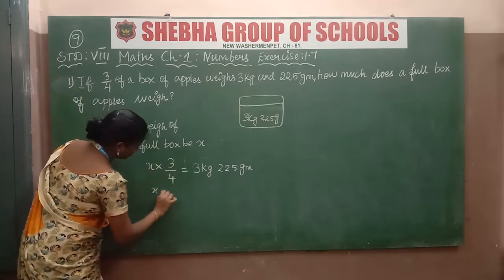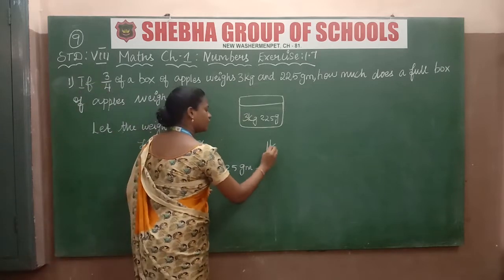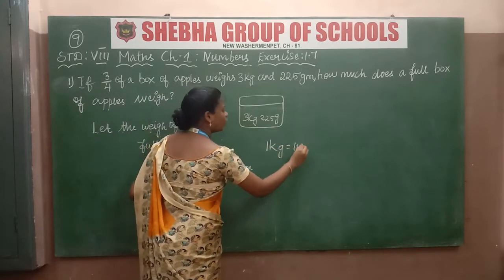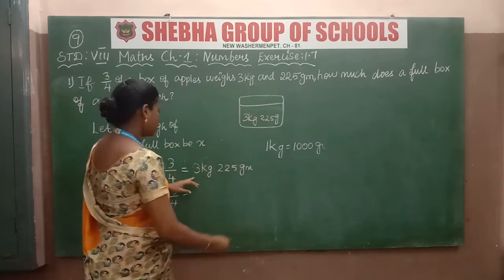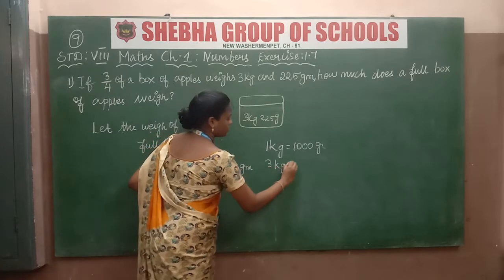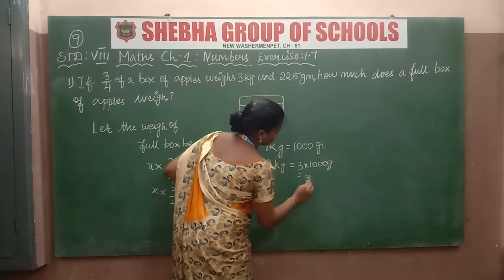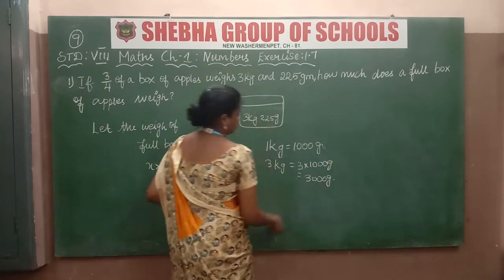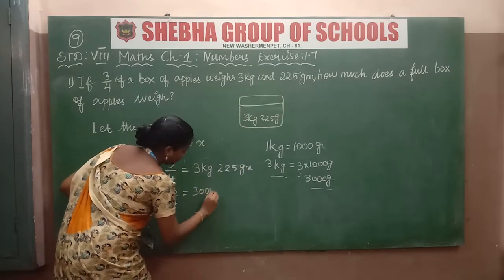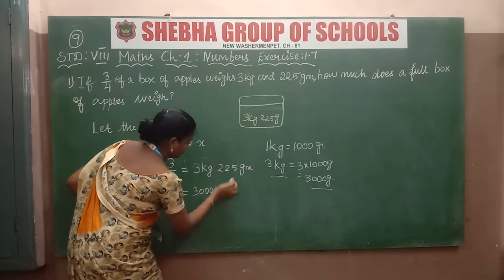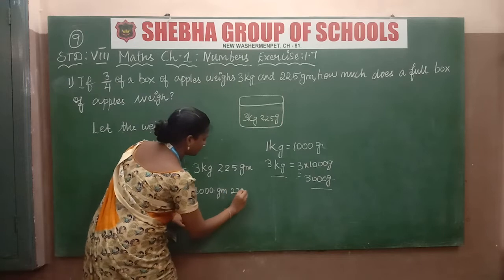Next, x into 3 by 4 is equal to. Let's consider 1 kg is equal to how many grams? 1000 gram. 1 kg is equal to 1000 gram. Then 3 kg is how many grams? 3 into 1000 grams is equal to 3000 gram. That's why 3 kg is equal to 3000 gram. So 3000 gram, then 225 gram.